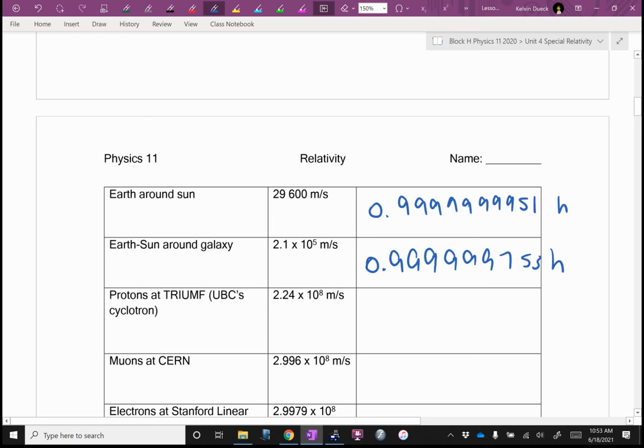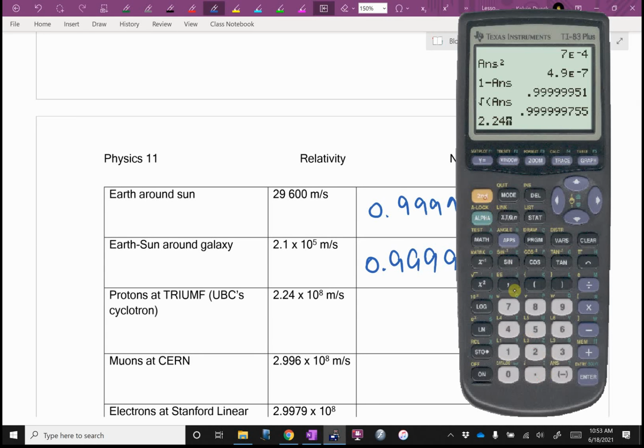Now let's go way faster. UBC has a particle accelerator, a cyclotron, where they accelerate protons to, well, you're getting closer to the speed of light. Speed of light is 3 times 10 to the 8th. This is 2.24. Okay? So 2.24 scientific notation button 8 divided by 3 scientific notation button 8, squared. 1 minus that. Square root. Okay, so what does this mean?